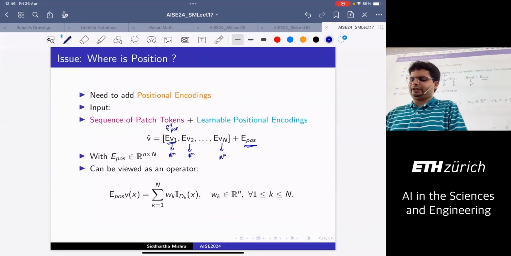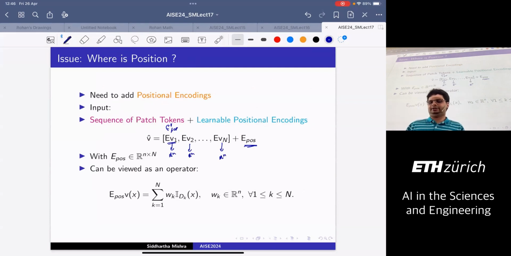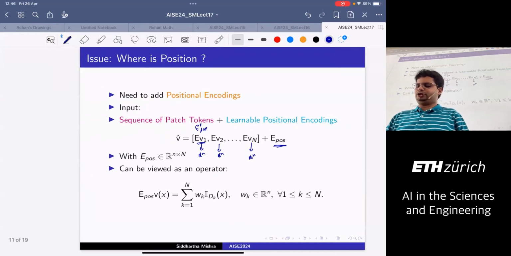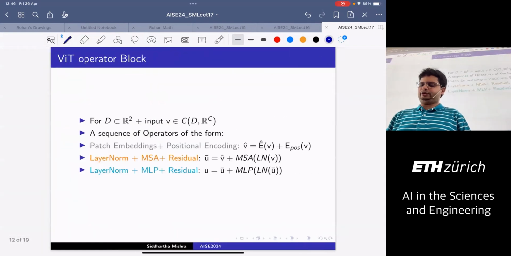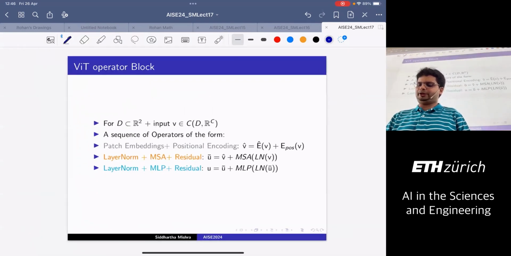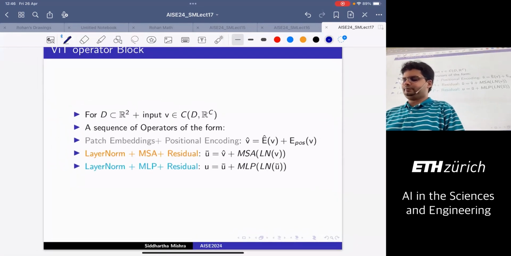Of course, there's a trivial way in which you can view it as an operator. That's not important. It simply tells you where the thing is inside the domain. Okay, which patch does it belong to and so on, and what is the relative position of this patch. Good. So you always need position embeddings. You have the position embeddings, you have the new features, the patched features, and these are the ones that you feed into the transformer. So the with operator block, as you can see, is of the following form.